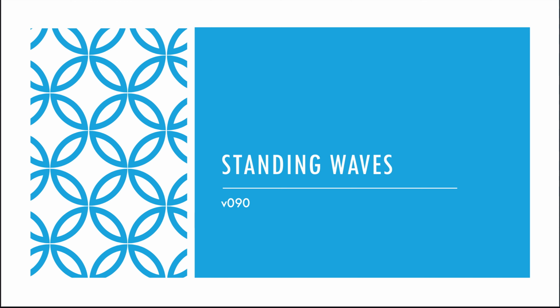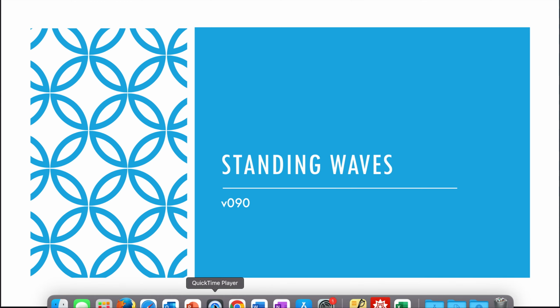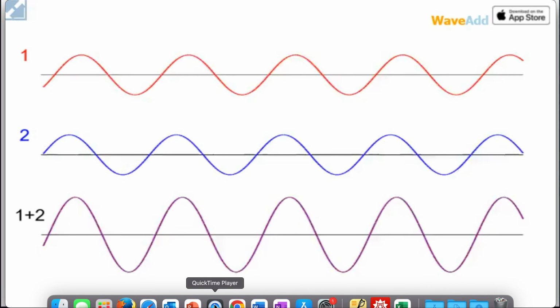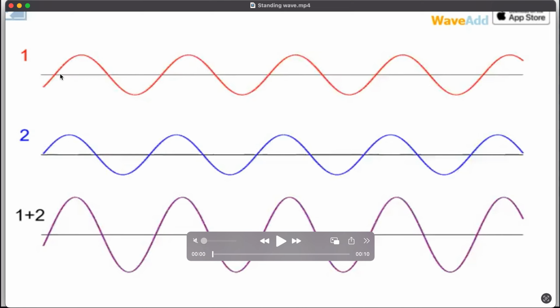I want to start this video by showing you a little clip of a standing wave because it's hard to explain, it's easier to show it. So what we have here is one red wave traveling to the right, and then the blue one is going to be the reflected wave. Imagine that there's some kind of boundary here and the wave is reflected. And this blue wave is going to travel to the left. Let's see what happens.